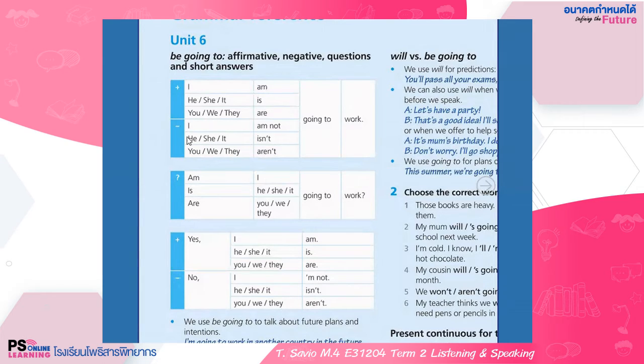In the negative form, I am not going to work. He isn't going to work. She isn't going to work. And it isn't going to work. You aren't going to work. We aren't going to work. And they aren't going to work. To form questions. Am I going to work? Is he going to work? Is she going to work? And is it going to work?